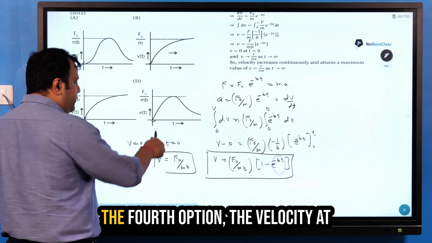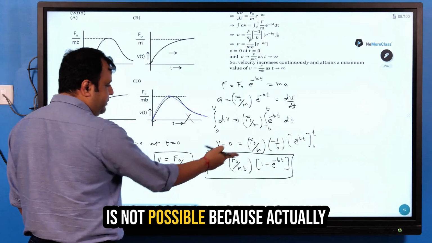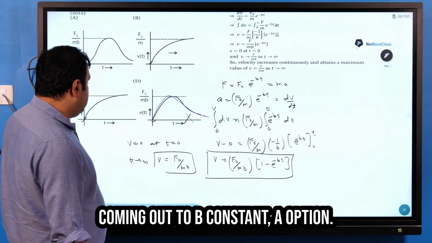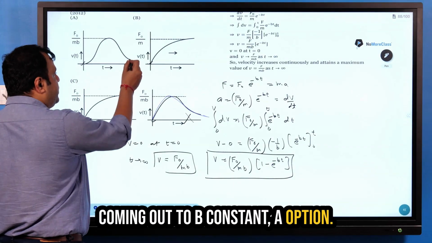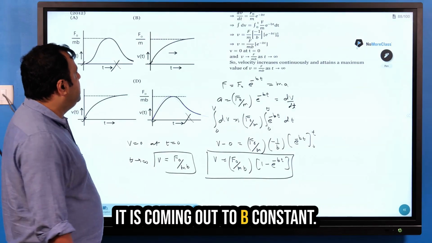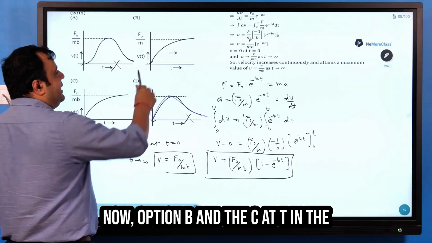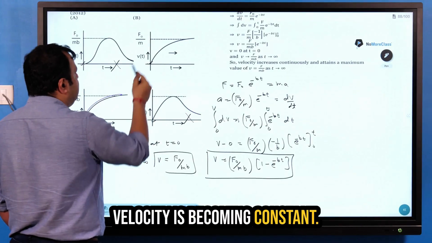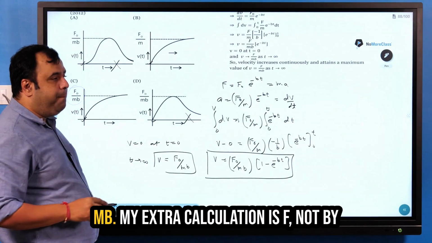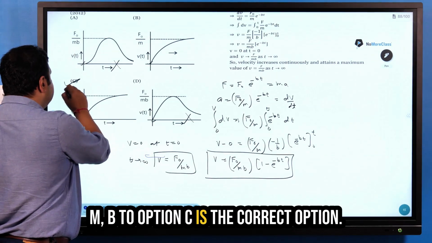Then the fourth option, the velocity at infinity is moving towards 0, which is not possible because according to our calculation, it is coming out to be constant. A option also, at t infinity, it is becoming 0, so not possible because it is coming out to be constant. The option B and C, at t infinity, the velocity is becoming constant. In first case, it is becoming F naught by m. In second case, it is becoming F naught by b. My calculation is F naught by mb. So option C is the correct option.